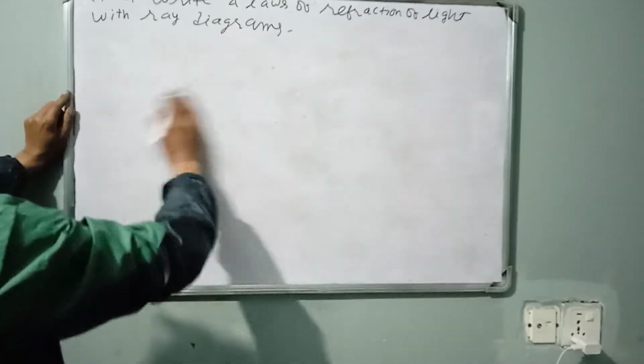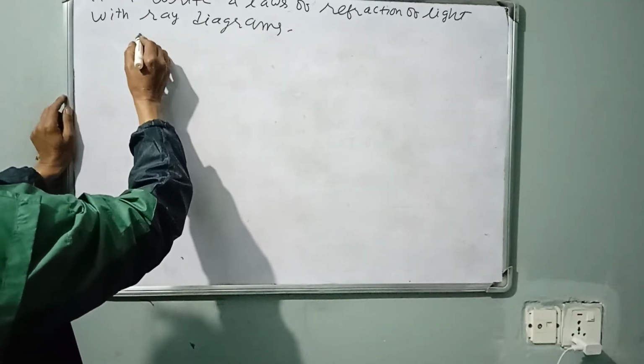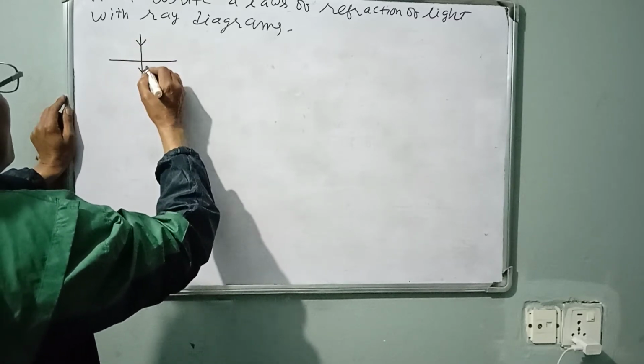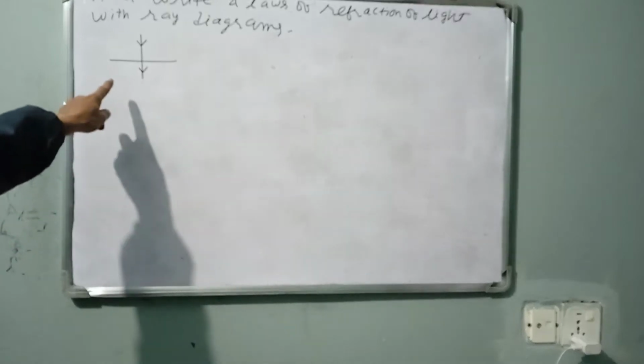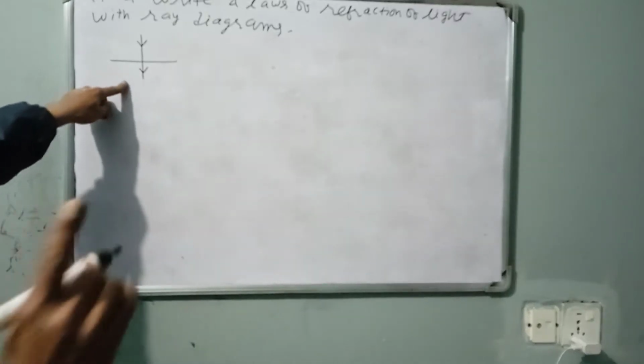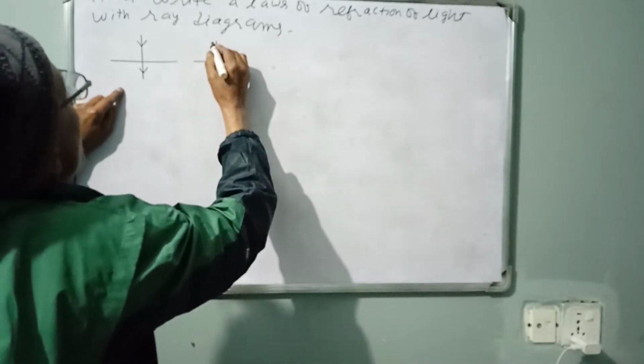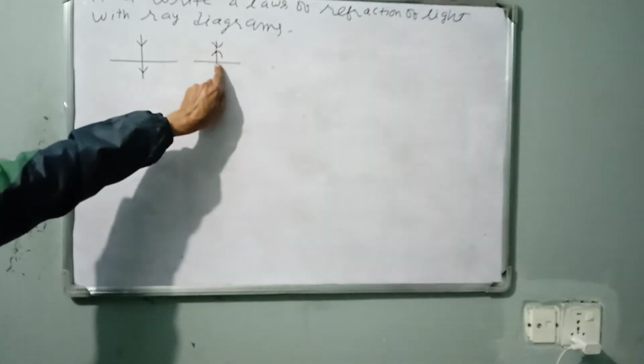First of all, I am going to write down this without bending. What is the difference? In case of laws of reflection of light, it shows laws of reflection.